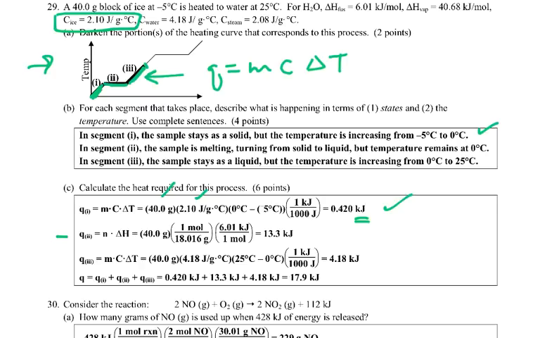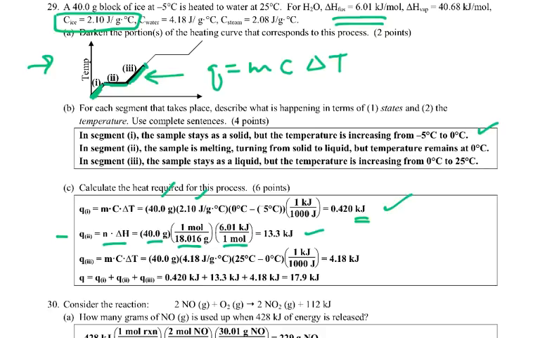For the second change, it's moles times the delta H. So here we have 40 grams of water, and the molar mass of water changes it into moles. Then we are given the delta H of fusion, because we were talking about melting, 6.01 kilojoules per mole. We use that as a conversion, and we get 13.3 kilojoules here.